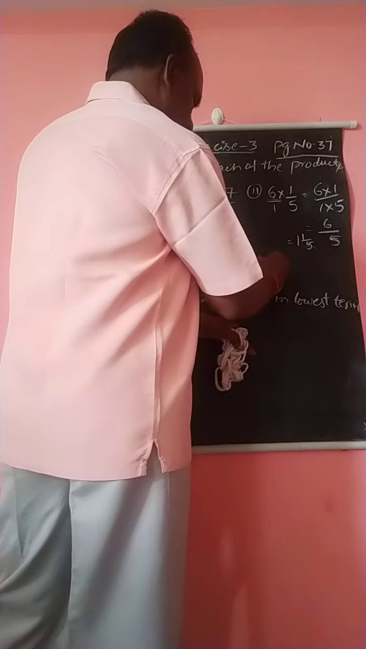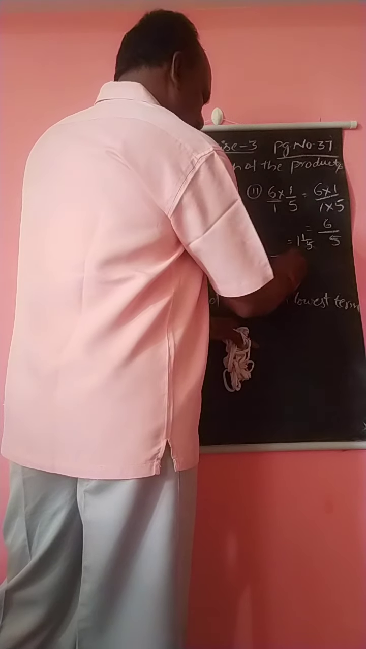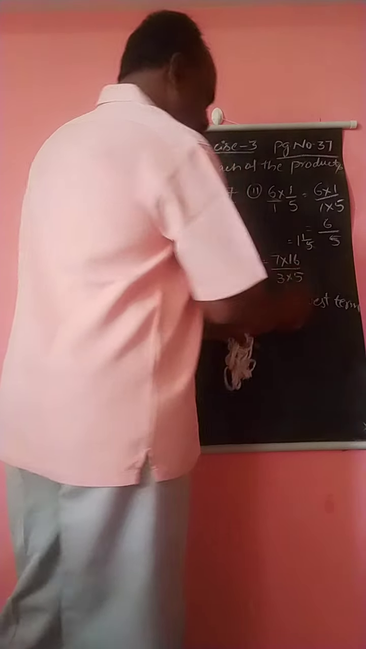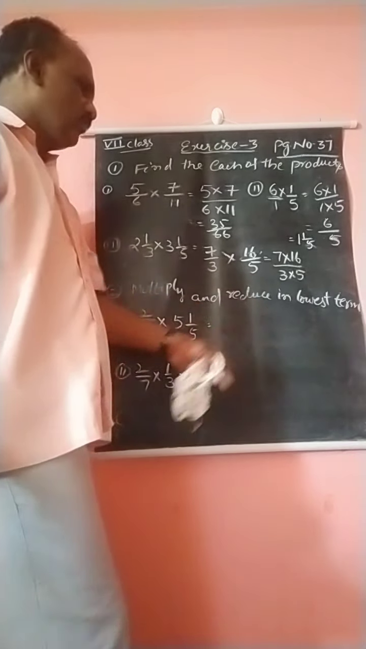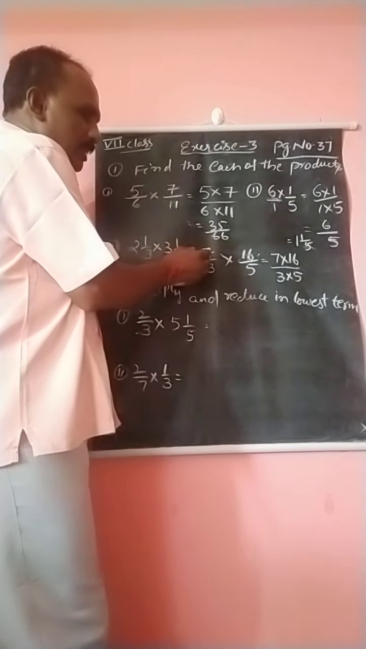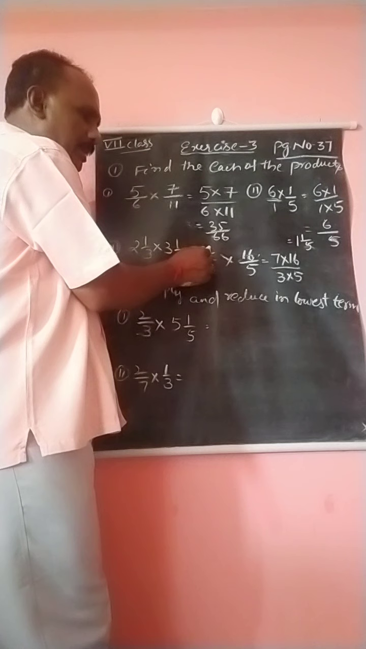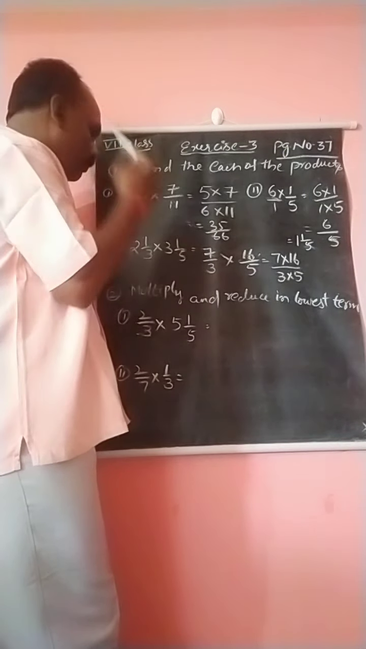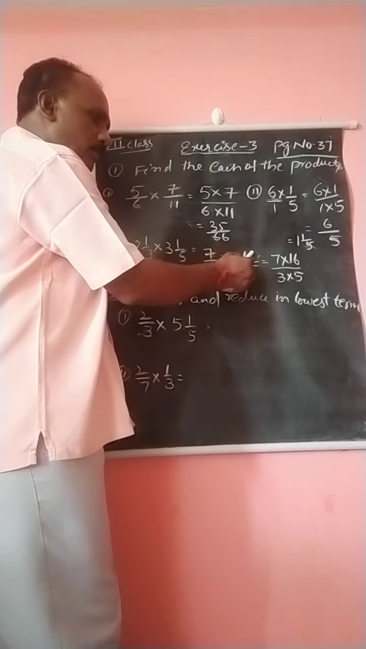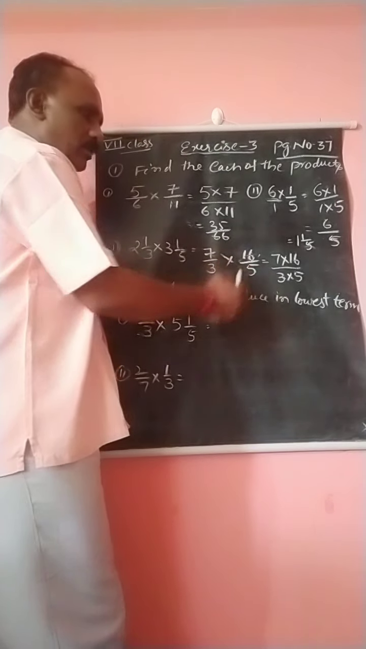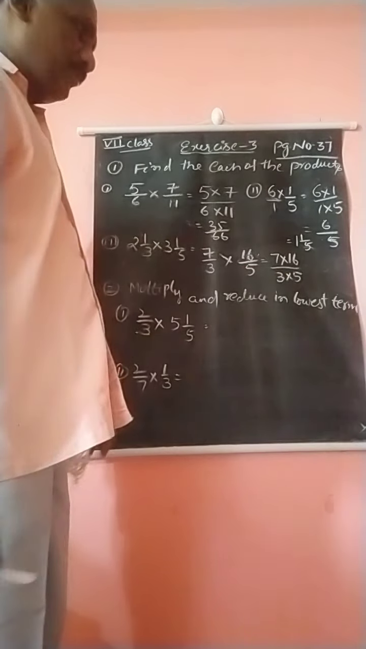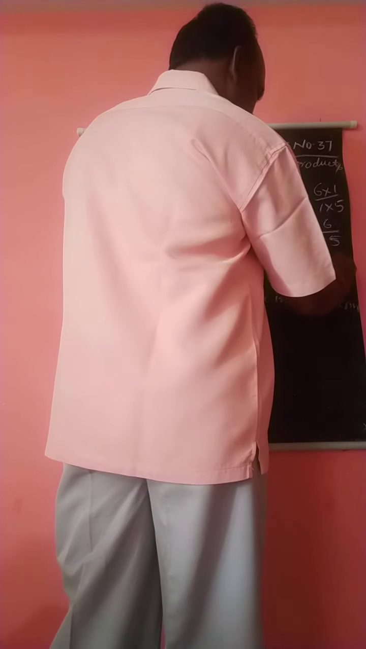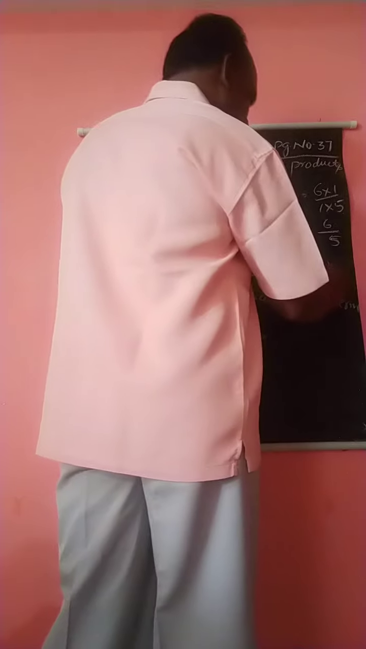That is equal to 7 into 16 by 3 into 5. Because there is no cancellation between any numerator and denominator, you should multiply directly, numerator into numerator and denominator into denominator. 16 sevens are 112, and 3 fives are 15. So the answer is 112 by 15.